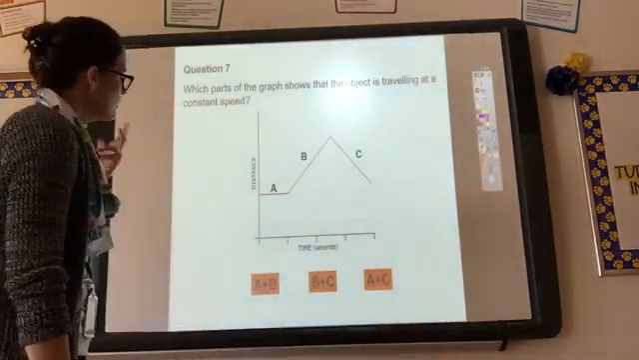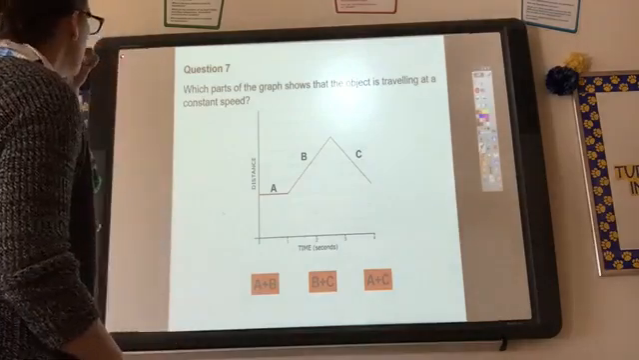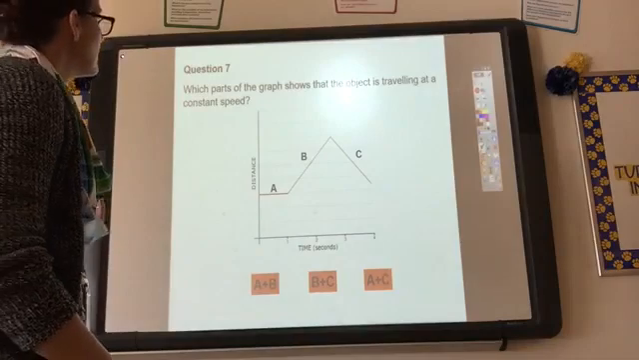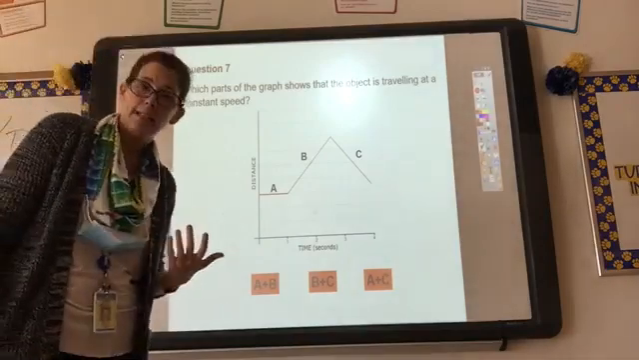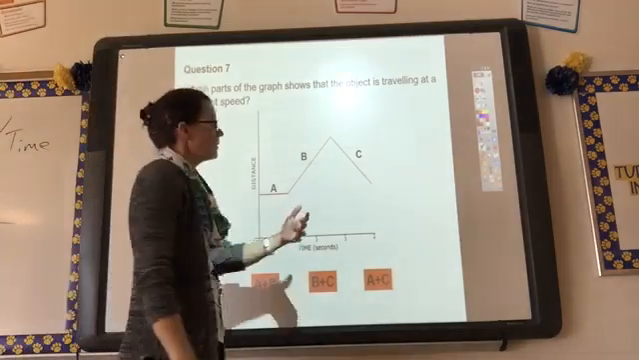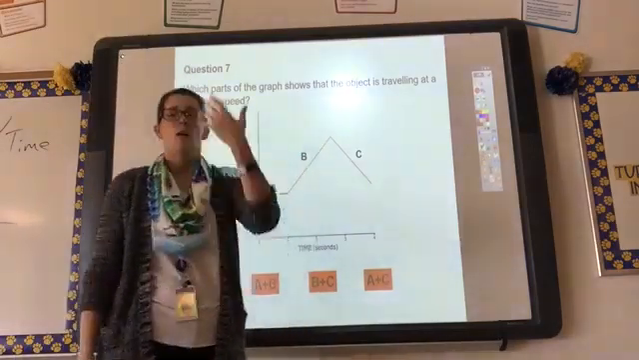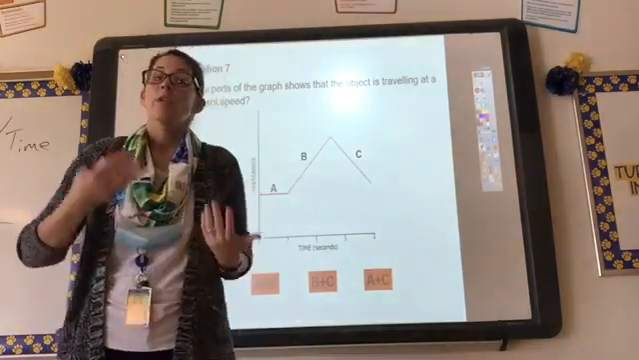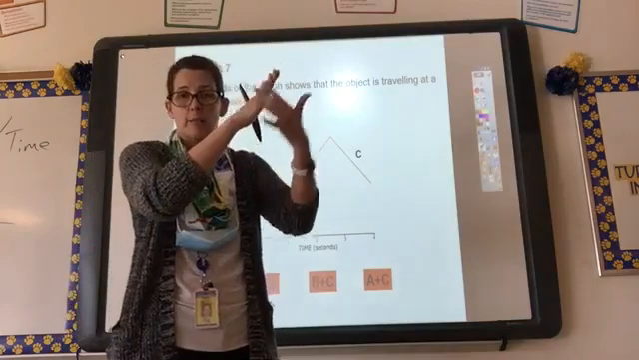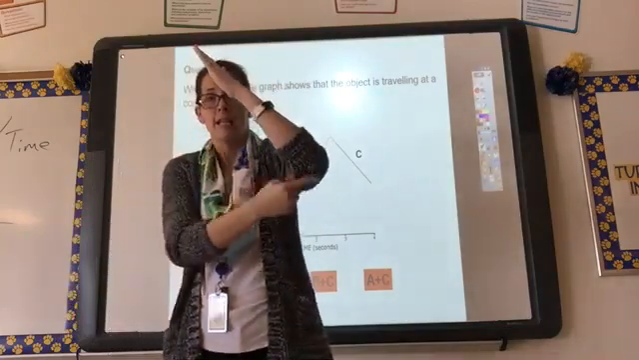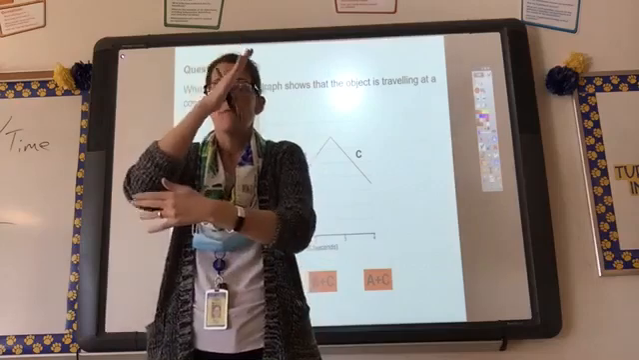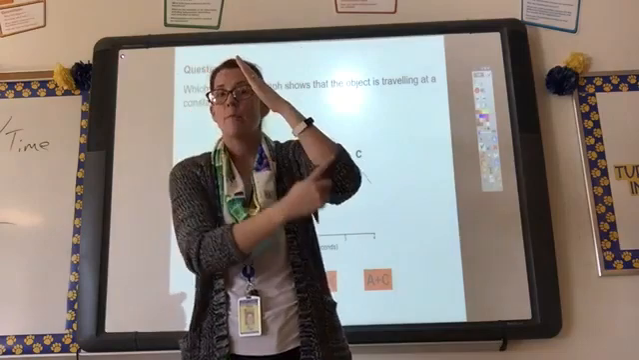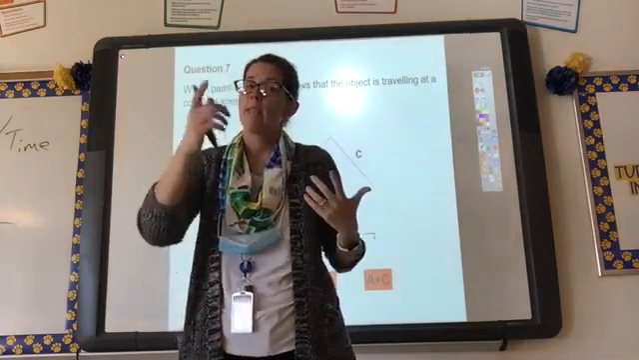All right, question number 7. This is the same graph we were just looking at. It says, which parts of the graph show that the object is traveling at a constant speed? So which parts on this graph right here is the object traveling at a constant speed? Well, what are we looking for to find something that's moving at a constant speed? We're looking at a nice smooth diagonal line, remember? And that diagonal line can go in either direction. Someone can move at a constant speed moving away from home, or they can move at a constant speed if they're going back home. Either way, they can move at a constant speed.